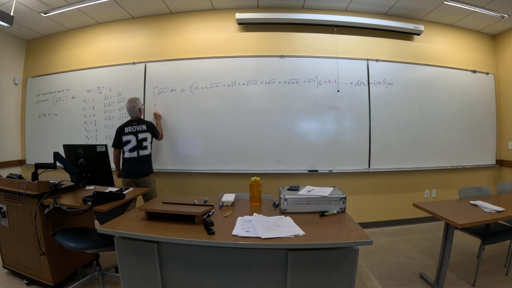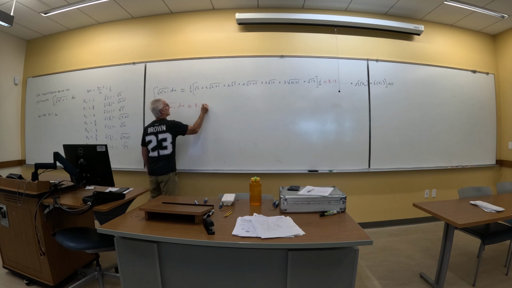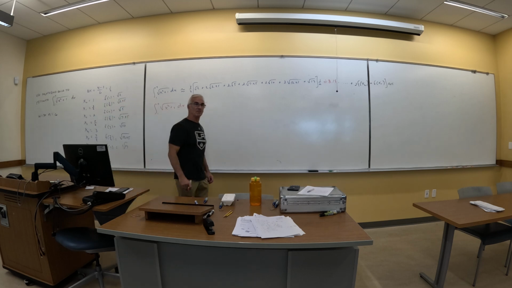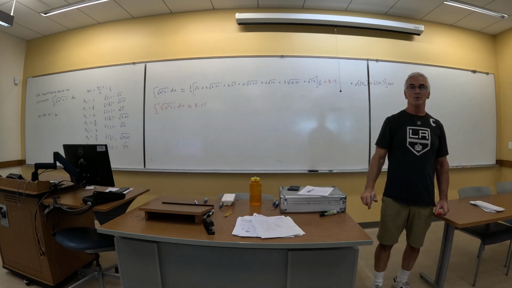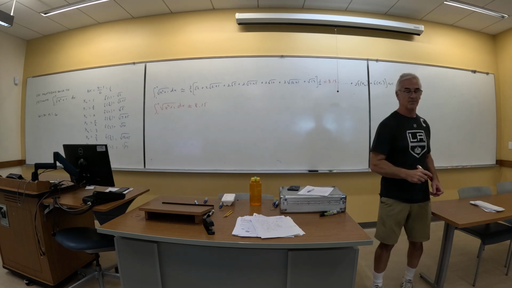So the best way I can answer the question is to actually write it like this, just so you know. I'm doing an estimation of this integral, and my estimation is 8.15. Does that mean the integral equals 8.15? No, that's what the sum of the areas of the trapezoids is. Okay?